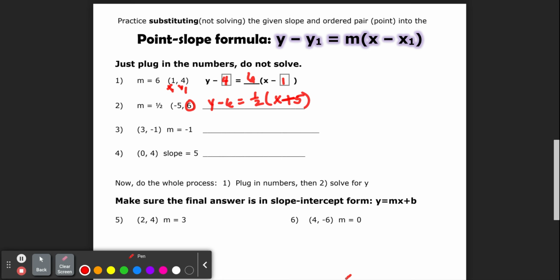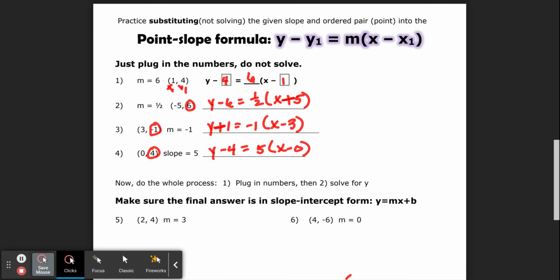Number 3, circle the second number. So this will be y minus a negative 1, which becomes a positive 1, is equal to the slope of negative 1, and then x minus 3. Circle the second number. Y minus 4 equals the slope of 5, and then x minus 0.